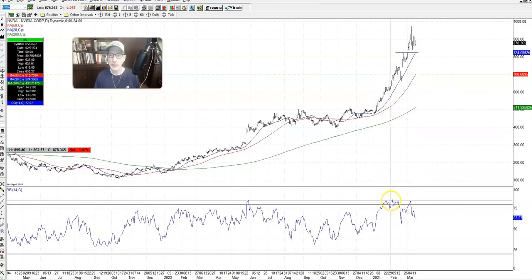You can see it had gotten a little bit overbought here on the RSI. Right here, this is the area that it portrays in the price action. So even though a stock is overbought, that doesn't mean it's going to drop in price right then and there.